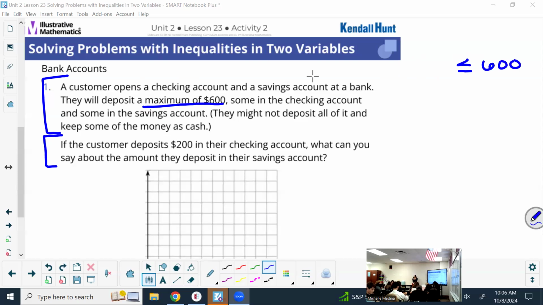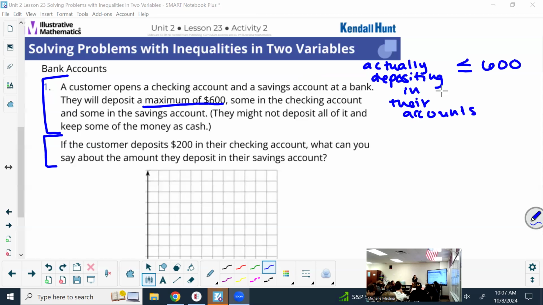Okay, pause for a second. So a maximum of 600 is what they can deposit in their two accounts. Can they deposit less than that? Yes. So what is going over here is what they're actually depositing. I wouldn't write that down necessarily right now, but on this side is what they are actually depositing in their account, which cannot exceed the $600. It can be less. Can it be exactly 600? That's why we have the equal to part.